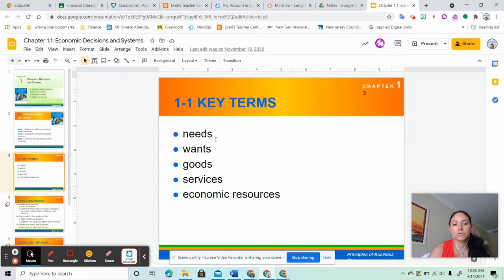But please be sure to copy these key terms, 1-1 key terms, just like we set up for financial literacy, have it set up for principles of business. Don't forget to put your name on top of your paper, and it is to be written out in your notebook, not to be typed. Okay, so these are our key terms: needs, wants, goods, services, and economic resources.